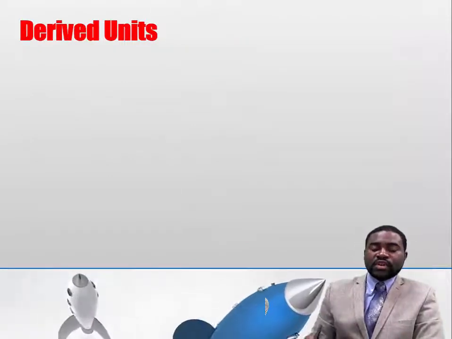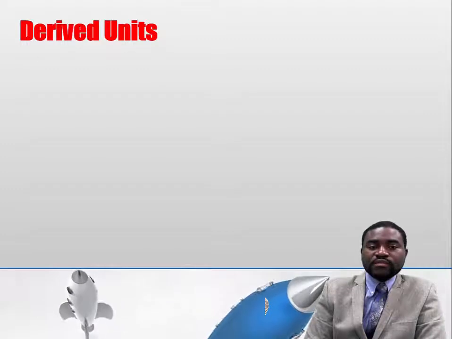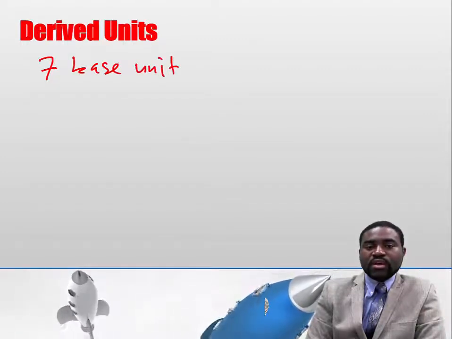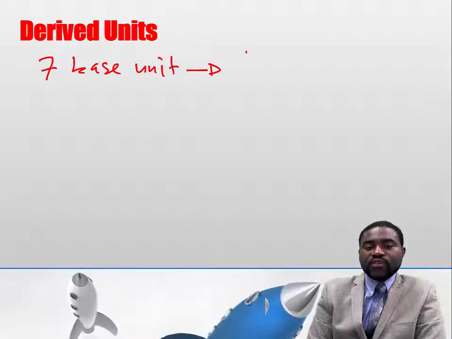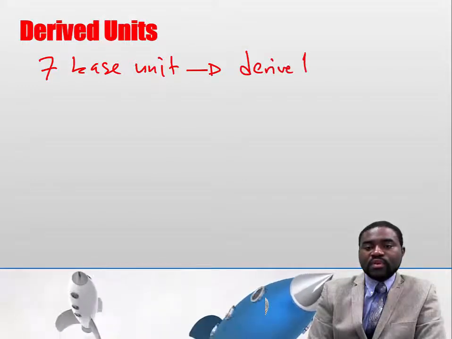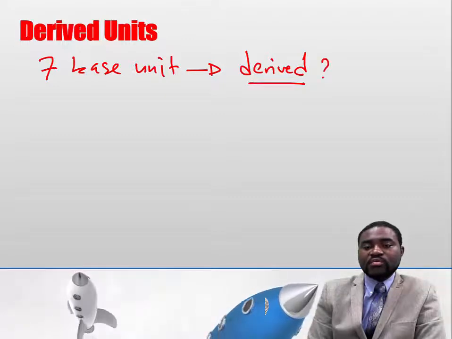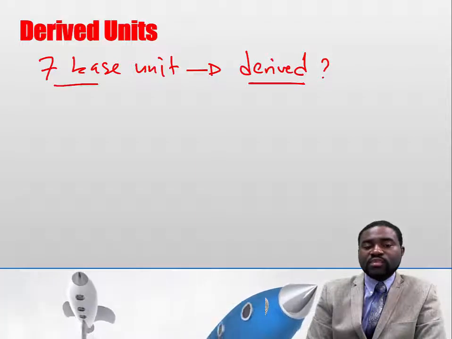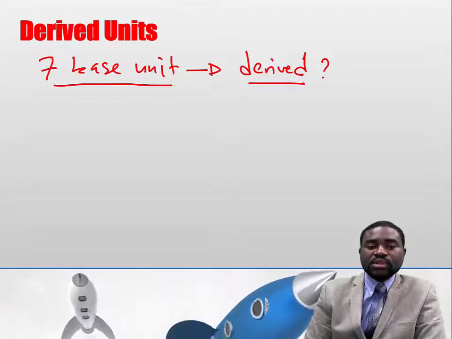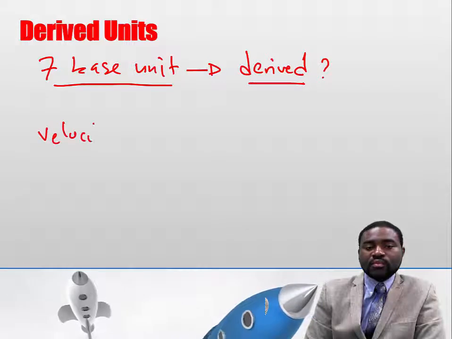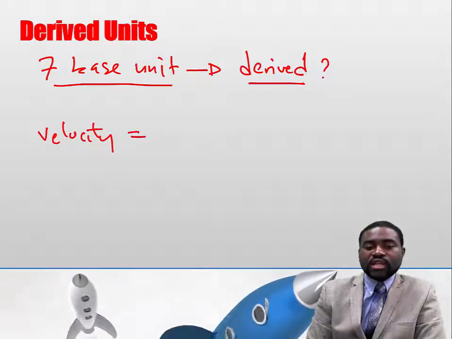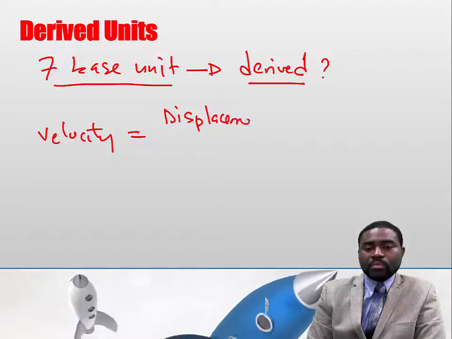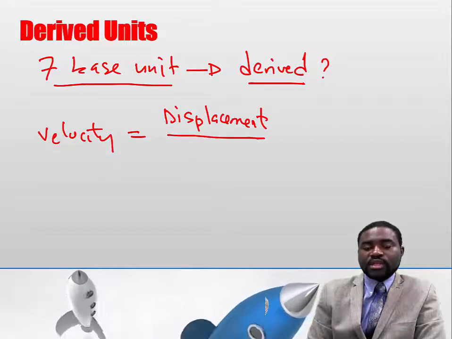Now, that being said, there are 7 base units. Any other unit is a derived unit. Why derived? Because the unit of that physical quantity is derived in terms of base units. Take, for example, velocity. Velocity is defined as displacement divided by time.